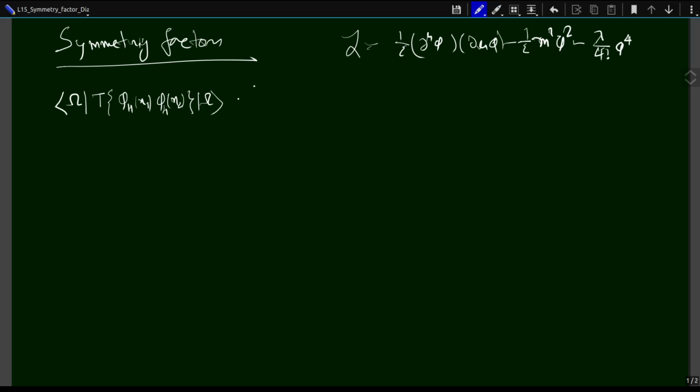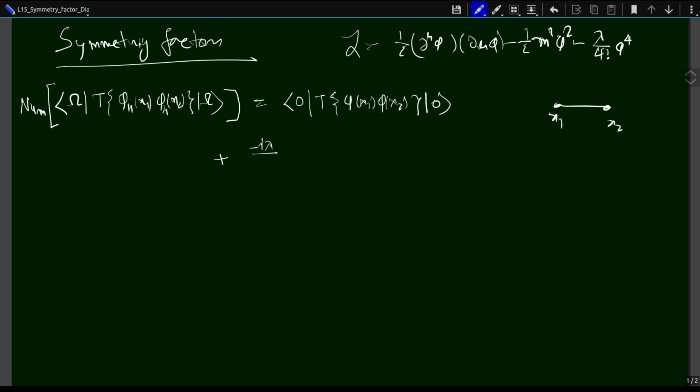So the numerator of this, we'll have the first term being the time ordered product of phi x1 phi x2. This is what we discussed, and that leads to a simple diagram between x1 and x2. Then I have plus, and then I have minus i lambda by 4 factorial. This is the first order correction to this thing.